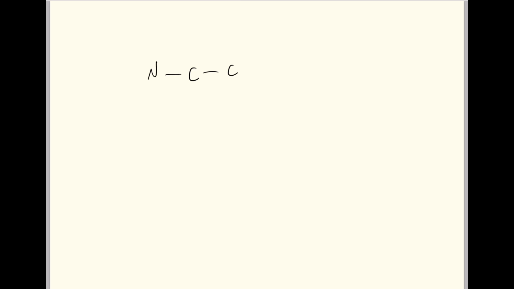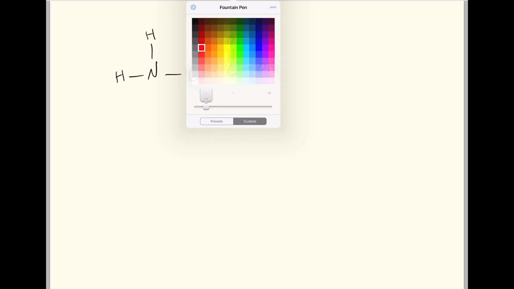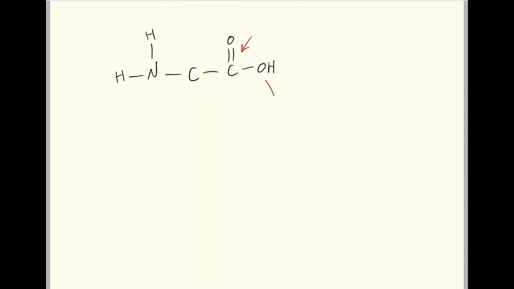This central carbon contains an amino group, which is this. And on the other side of the central carbon, this is a carbonyl group, and an alcohol, which makes up a carboxyl group. So now we're also going to put in an H right there, because that's the central carbon.